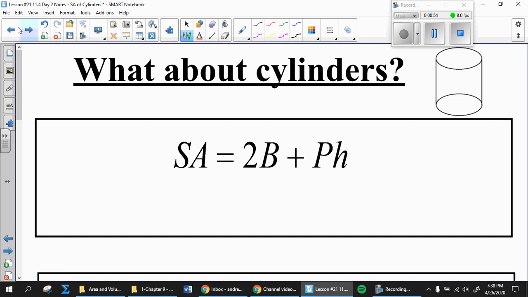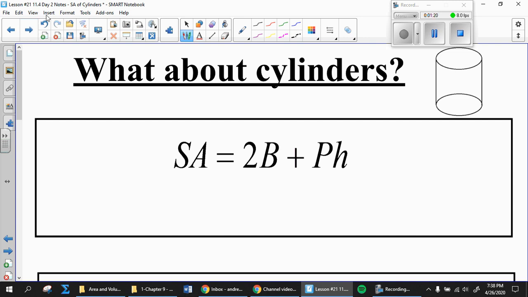First thing, cylinders are very, very similar to a prism. They work the same way. A prism has two bases, a cylinder has two bases. The main difference is with a prism, we don't know what that base is going to be. It could be a triangle, a rectangle, a trapezoid. We don't know what kind of shape it is. With a cylinder, it's a lot more straightforward. We know exactly what the base is going to be. It's going to be a circle.